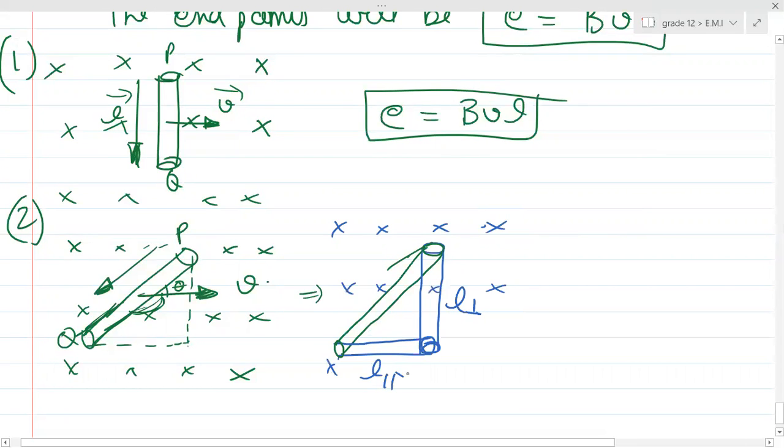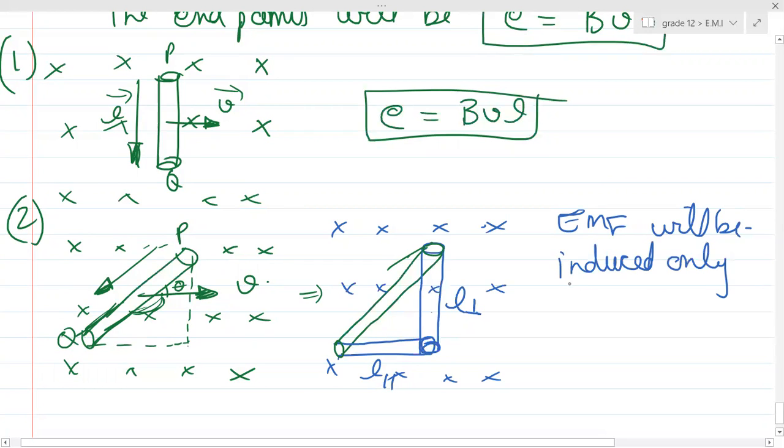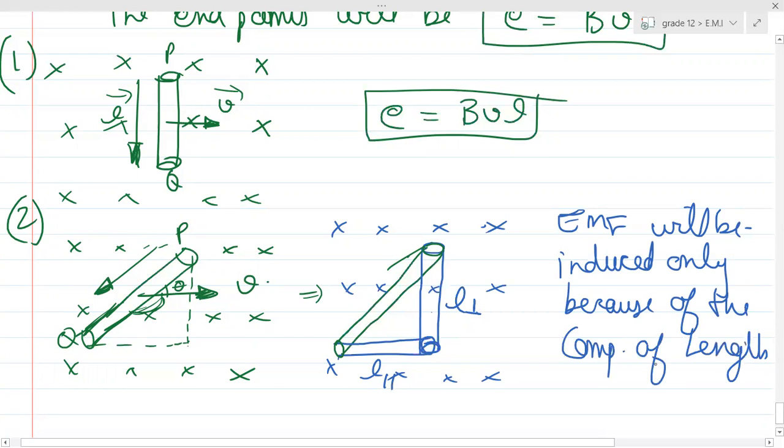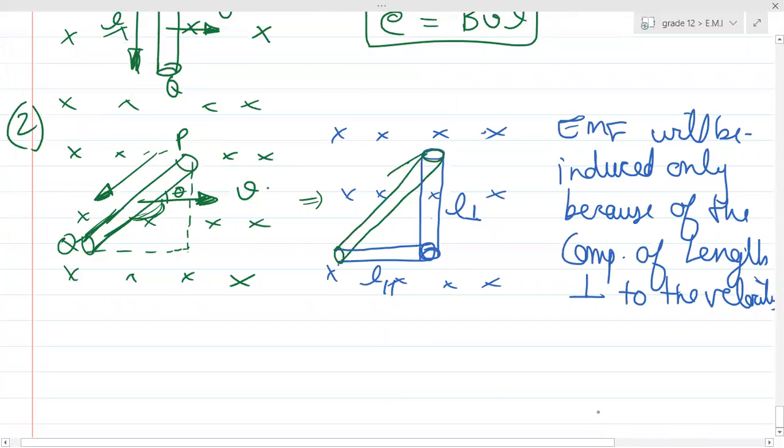Yes, sir. So always remember, the EMF will be induced only because of the component of the length perpendicular to the velocity. Okay, is this clear? Perpendicular to the velocity. So basically, L perpendicular only. L parallel will not contribute to any EMF. Only this will be contributing to EMF.